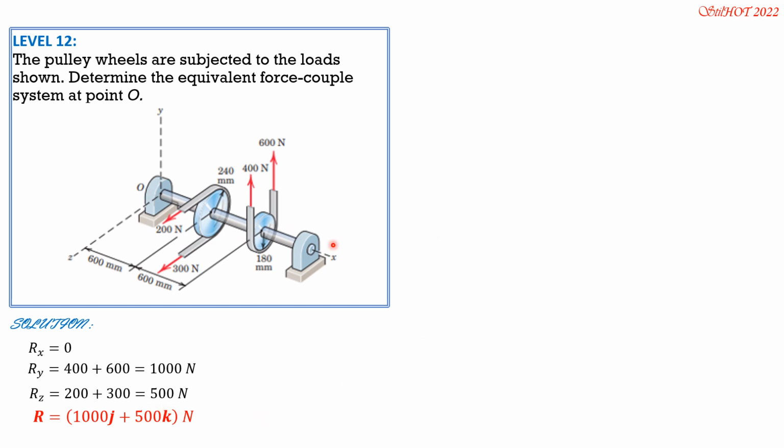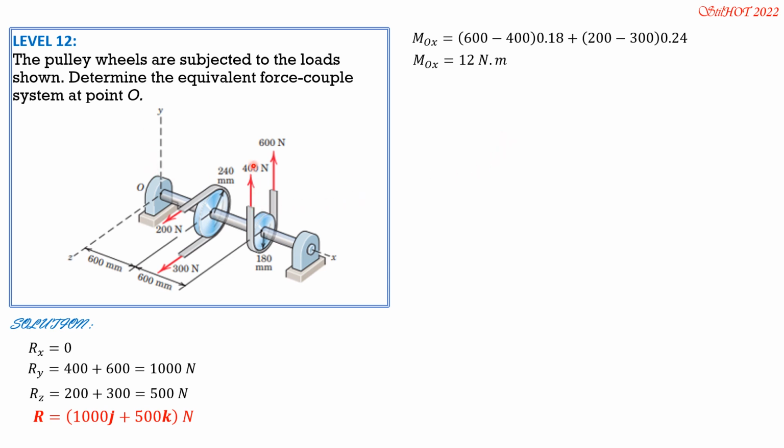For the moment about OX, this is your right thumb, so the positive curling would be in that sense. So 600 is positive, 600 times 0.18 meter, then minus 400 times 0.18. Then 200 is positive also, 200 times 0.24 minus 300 times 0.24. So MOX is quantity 600 minus 400 times 0.18 plus quantity 200 minus 300 times 0.24. So MOX is equal to 12 Newton meter.